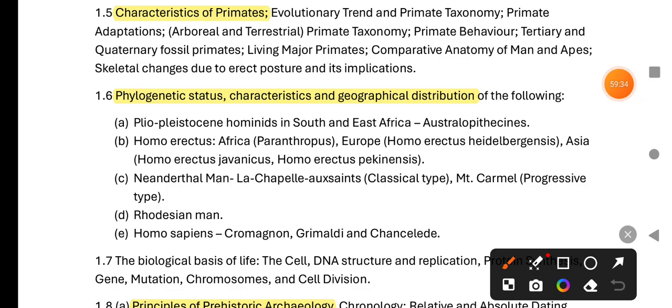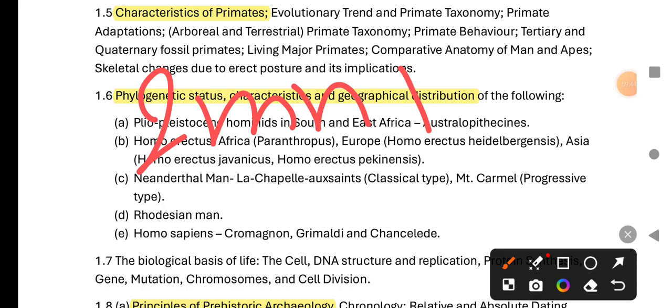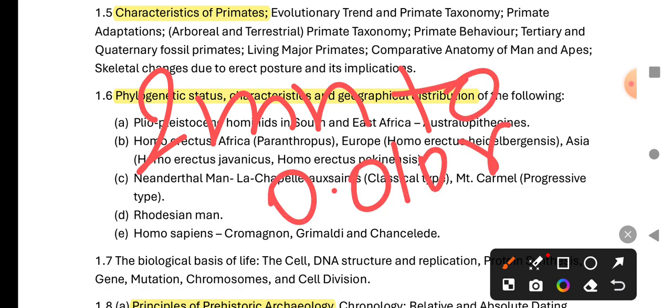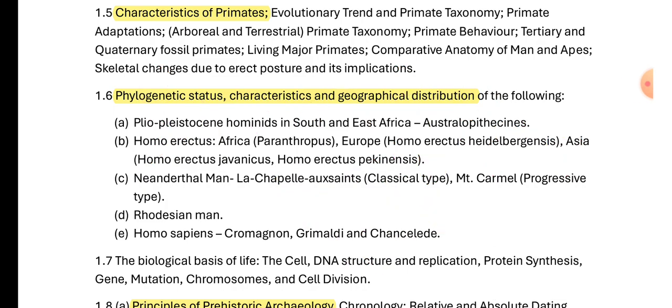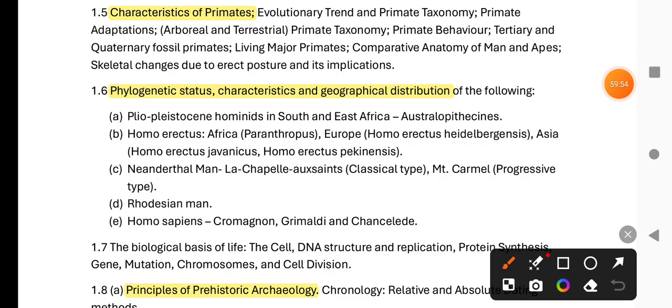While the Paleolithic time period is what? 2 million years to 0.010 million years, like 10,000 years. 10,000 BC means 10,000 years ago.